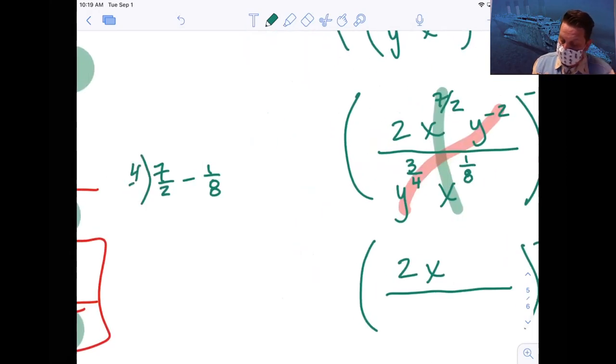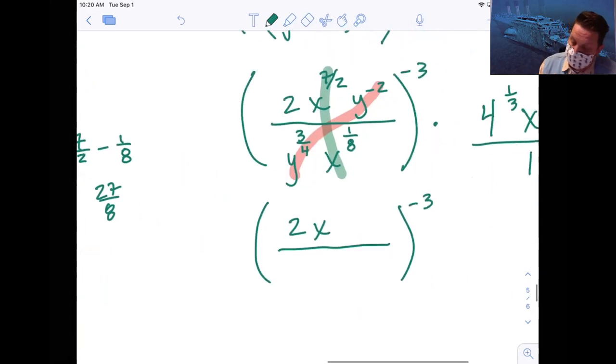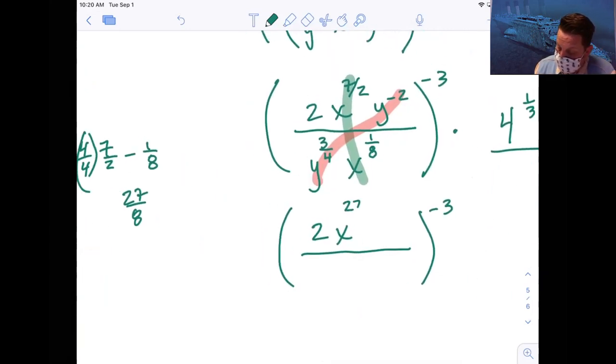So you just need to multiply this one by 4/4. And so now you could do that in your head eventually. So you'll have 28 minus 1, which is 27/8. Again, off to the side, show as many steps as you need to get it right. So that's your new exponent, 27/8.